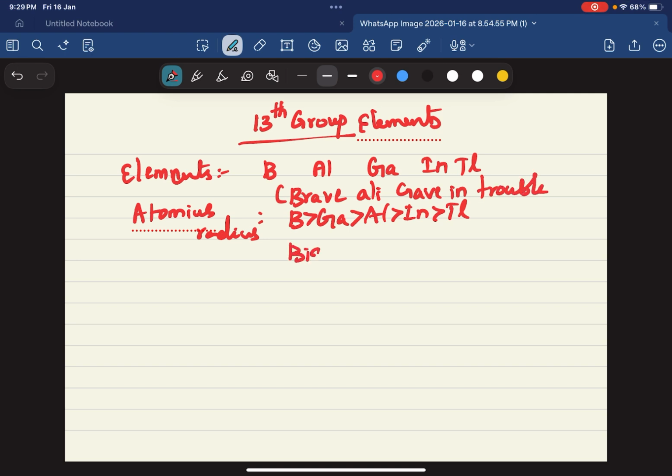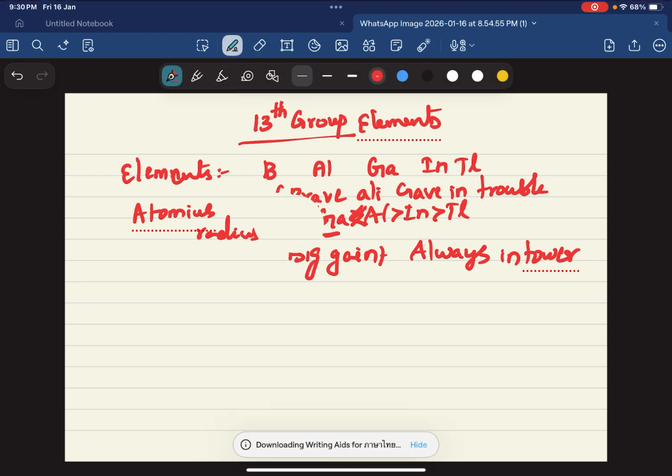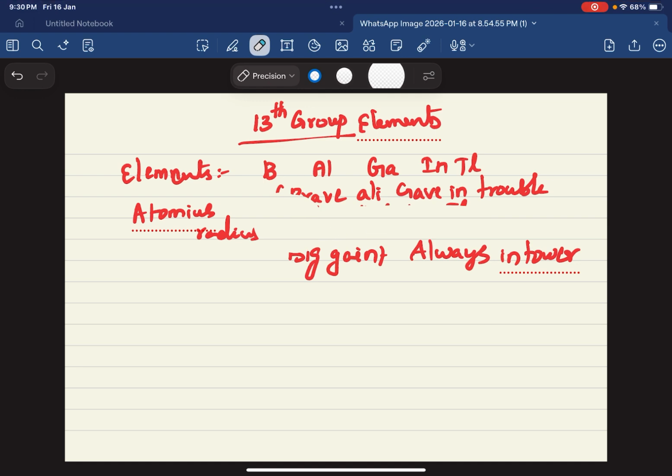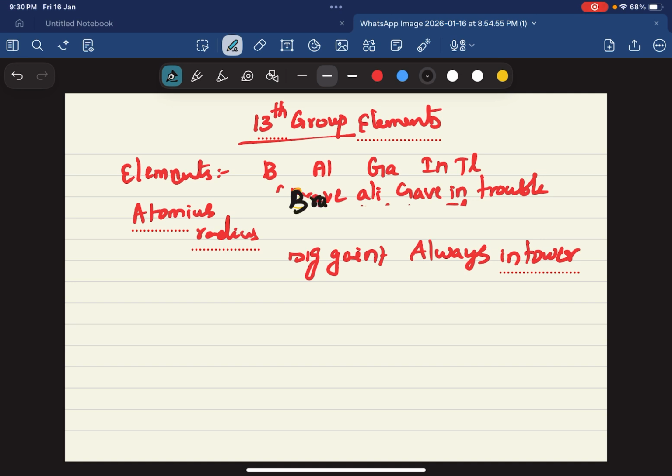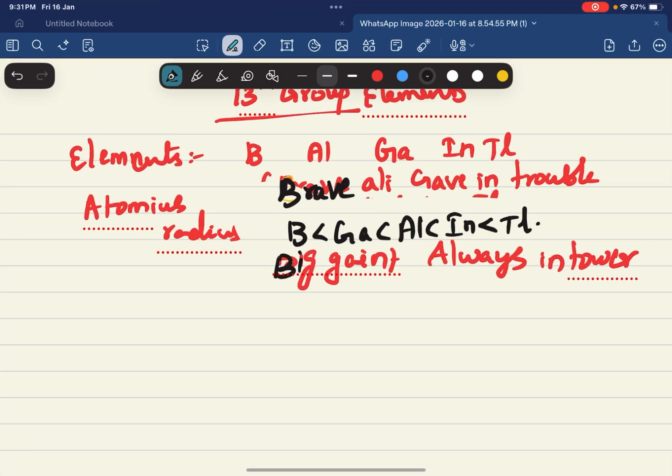Similarly, big gain, always in tower. So here gallium is having, the atomic radii order will be reverse. Here boron, gallium, aluminium, indium and thallium. This is the order of atomic radii. So the mnemonic is big gain, always in tower.